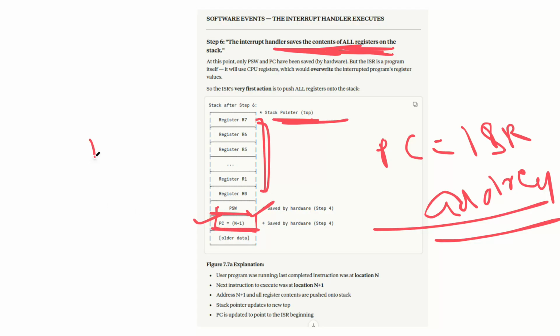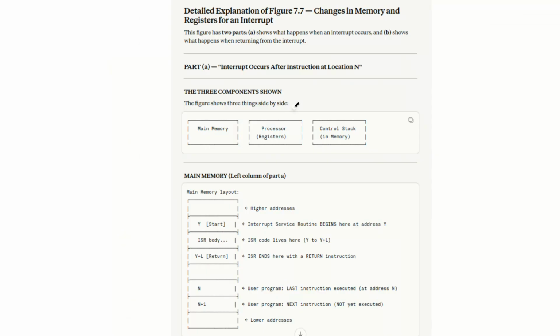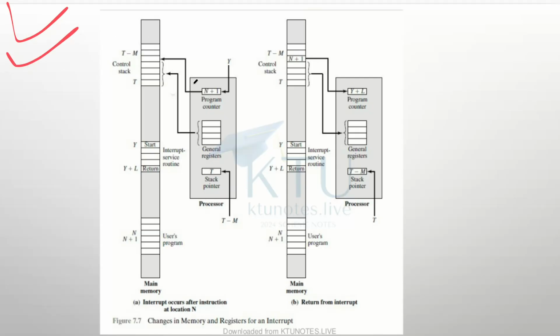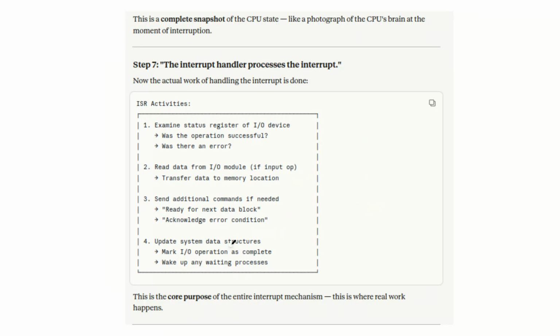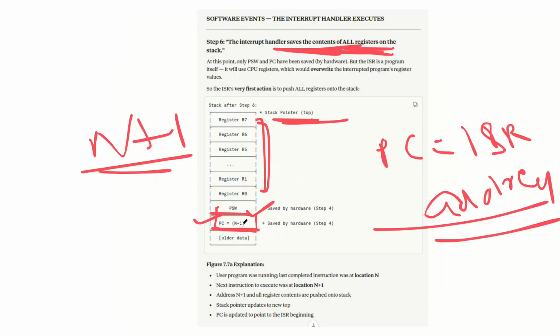Now why this n plus 1 is what is discussed here. There was a figure that we haven't discussed; this figure we have to learn. In this figure the PC's value is saved here as n plus 1 because our last running program was at location n. So the new program would be at n plus 1. That is why it is saved here as n plus 1. So these are the things which are there in the stack.